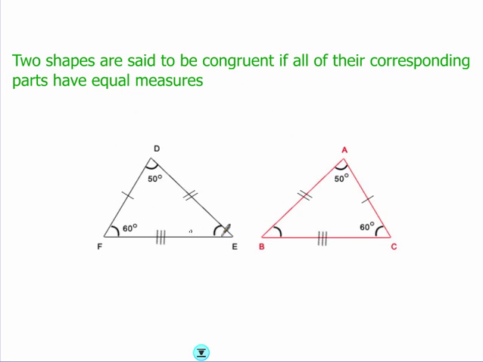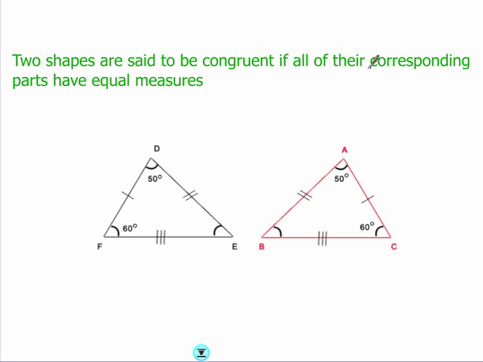Meaning, if I look at these two triangles, I can see that side DF and side AC are congruent. Sides EF and BC are congruent, and sides AD, AB, and DE are congruent. These little hash marks tell you they're congruent. The same number of hash marks means congruent sides. So all three sides of these triangles are congruent, and so are their three angles: 50, 50, 60, 60.